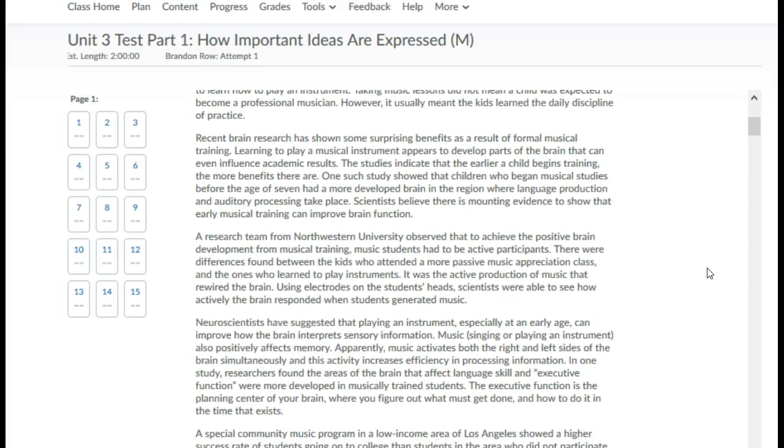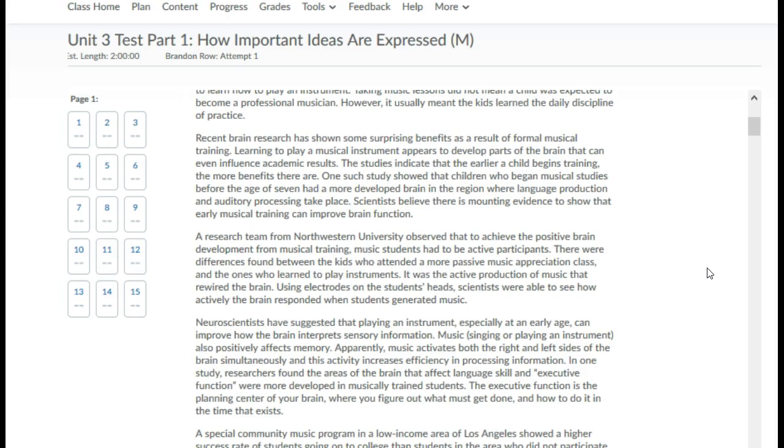Recent brain research has shown some surprising benefits as a result of formal musical training. Learning to play a musical instrument appears to develop parts of the brain that can even influence academic results. The studies indicate that the earlier a child begins training, the more benefits there are. One such study showed that children who began musical studies before the age of 7 had a more developed brain in the region where language production and auditory processing takes place. Scientists believe there is mounting evidence to show that early musical training can improve brain function. A research team from Northwestern University observed that to achieve the positive brain development from musical training, music students had to be active participants. There were differences found between the kids who attended a more passive music appreciation class and the ones who learned to play instruments. It was the active production of music that rewired the brain.